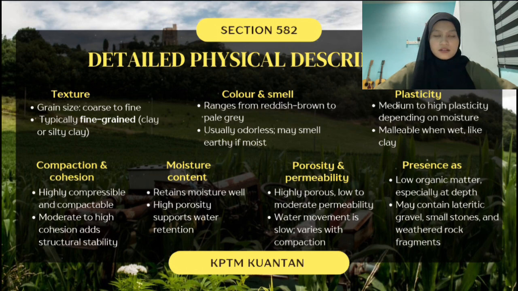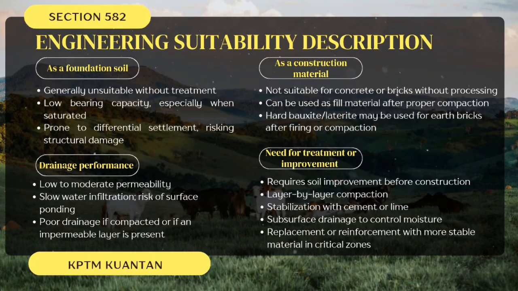Next, presence of organic matter and inclusions. Bauxite soil generally contains very little organic matter, especially in deeper layers. It may include laterite, gravel, iron and aluminium nodules, small stones, and fragments of partially weathered rocks.